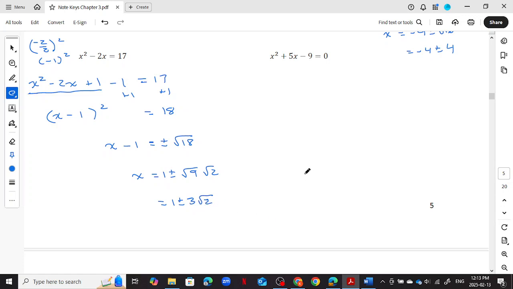Awesome. Okay, we have one more question here that I didn't expect you to do, but I just wanted to show you. So this is a question where that b value is not even. And I wanted to show you that it's not that bad. Like, it is doable.